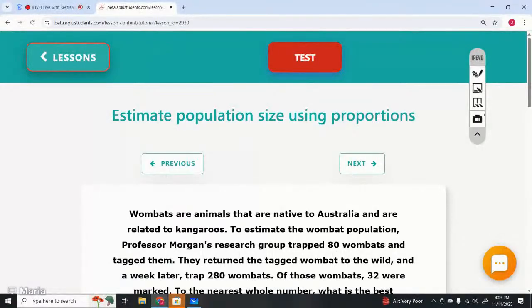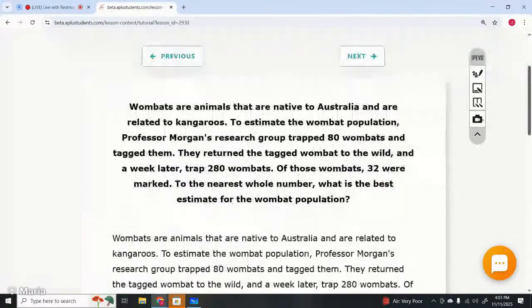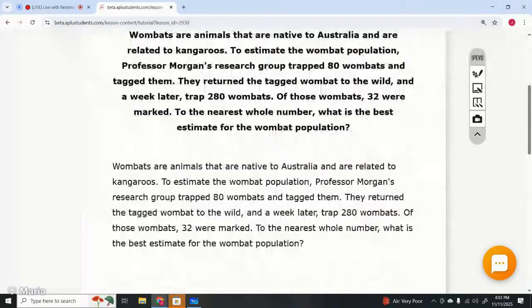Estimate population size using proportion. Let's just start with an example. Wombats are animals that are native to Australia and are related to kangaroos. To estimate the wombat population, Professor Morgan's research group trapped 80 wombats and tagged them. They returned the tagged wombats to the wild and a week later trapped 280 wombats. Out of the wombats, 32 were marked. To the nearest whole number, what is the best estimate for the wombat population?